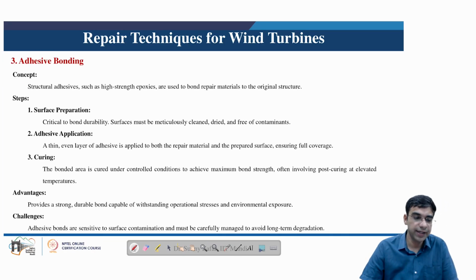Next is the use of adhesive bonding, where structural adhesives such as high strength epoxies are used to bond the repair material to the original structure. Steps involve surface preparation, which is critical to bond durability. Surfaces must be meticulously cleaned, dried, and free of contaminants. Adhesive application involves a thin layer of adhesive that is bonded to the repair material and prepared surface to ensure full coverage.